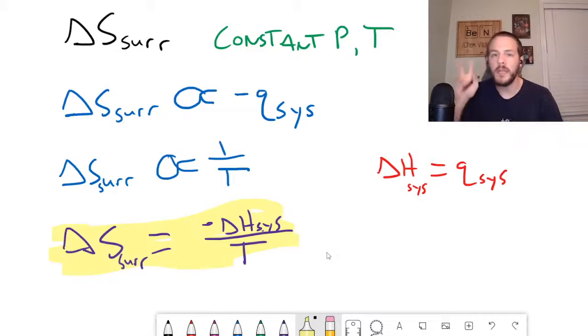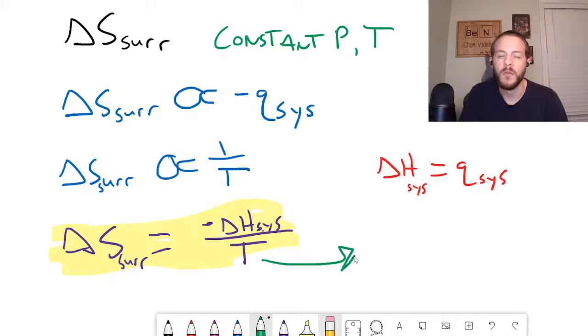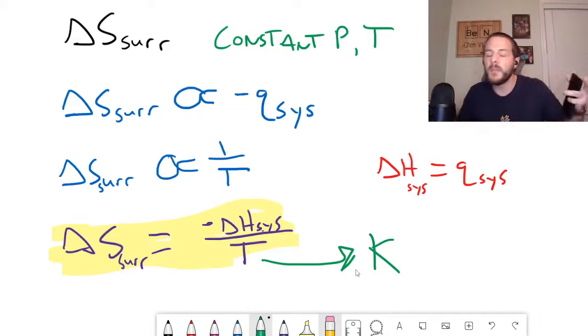Now, it's important to understand two things about this equation. The first is that this only works if your pressure and your temperature are constant. Otherwise, this equation, well, it's not meaningless, but it just won't work. The other thing to remember is that the temperature must be reported in kelvins. So if you're given a Fahrenheit or a degree Celsius temperature, you must convert that into kelvins in order for it to be compatible with this equation.